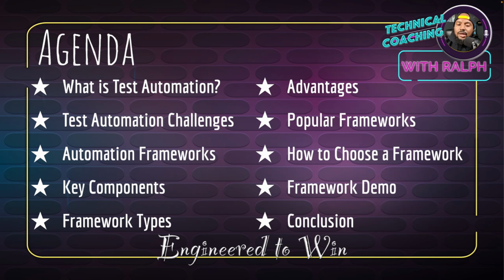All right. So we are going to talk about some of the challenges that we face with test automation and how some automation frameworks can help alleviate those challenges. We're going to talk about the key components of automation frameworks and some framework types. We're going to talk about the advantages of using an automation framework, as well as some popular frameworks that we use across the industry. And we're going to dive into how to choose a framework.